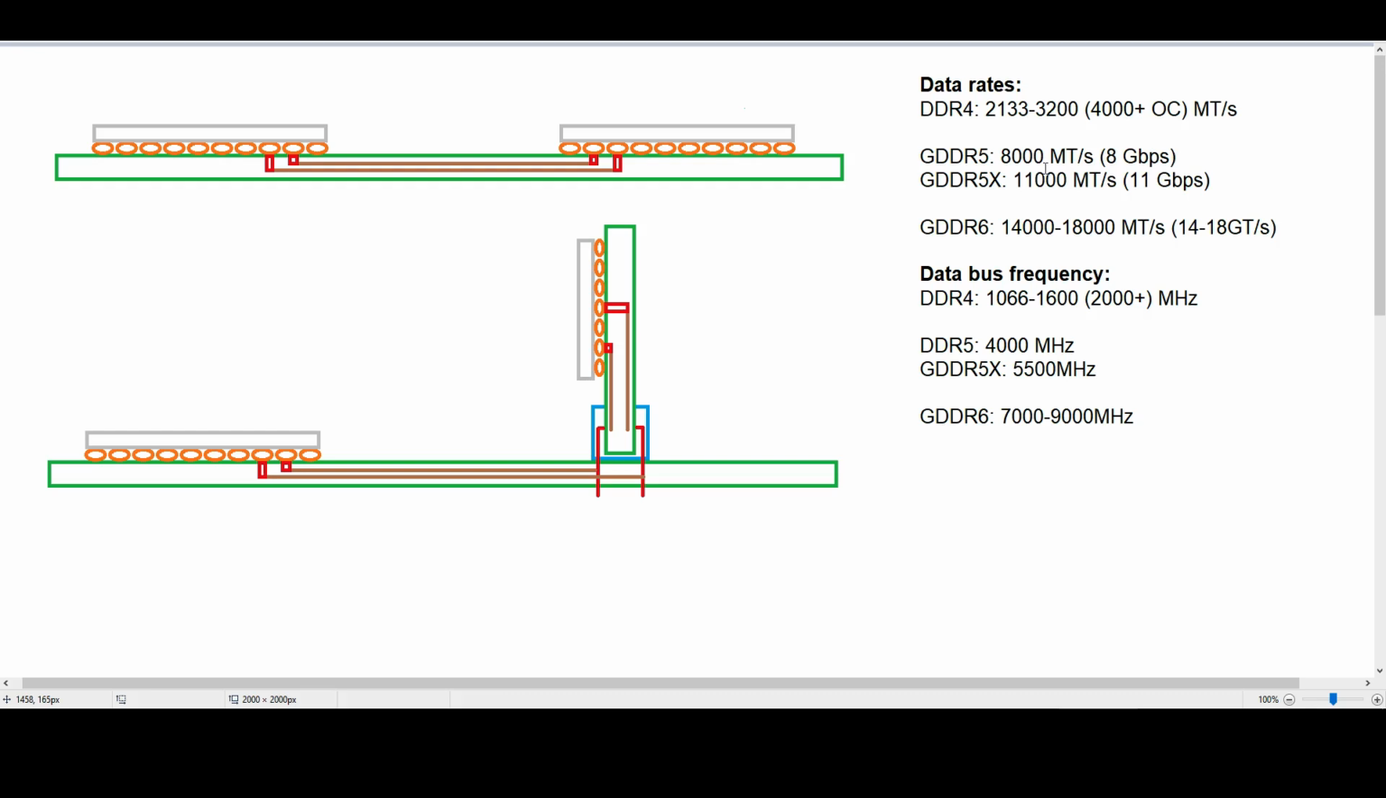So the data bus frequency for these is respectively about 1000 to 2000 megahertz for DDR4. It's 4 gigahertz for GDDR5, 5.5 for GDDR5X, and GDDR6 is one of the fastest buses, at least for memory that I know of, and it operates at 7 to 9 gigahertz on the data bus.